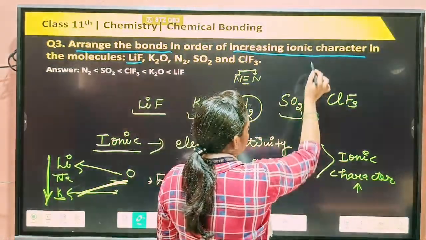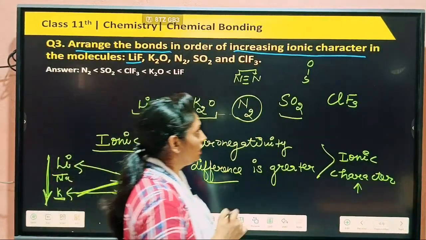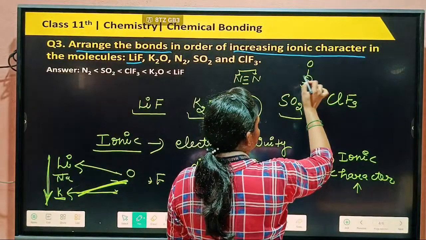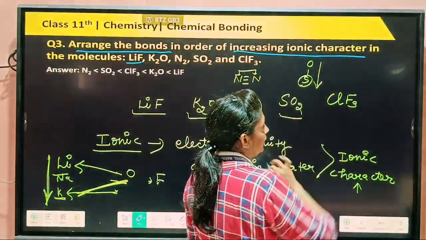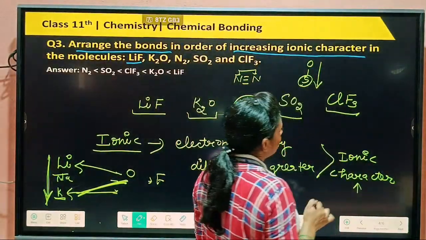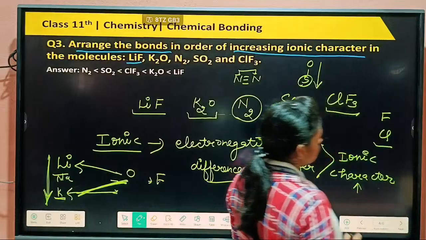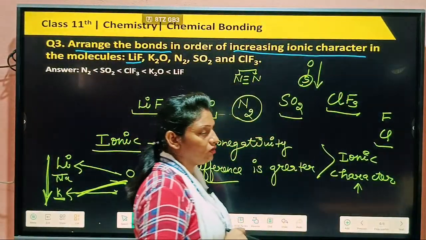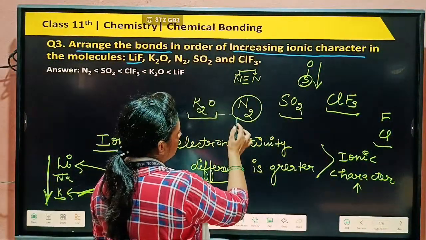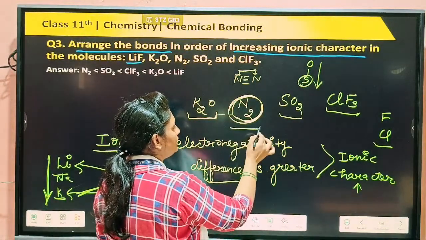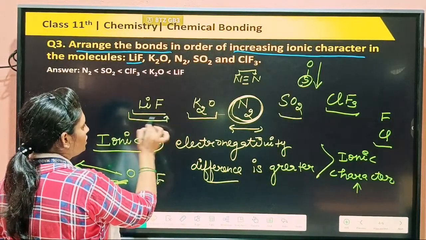Sulfur and oxygen both belong to the same group, group number 16. Here sulfur will be more positive because the negative character decreases down the group, but this difference is not so high. Then between chlorine and fluorine, both belong to the same group, so they have less electronegativity difference, meaning they are less ionic. The least ionic will be this one because its electronegativity difference is 0, and here the electronegativity difference is maximum.